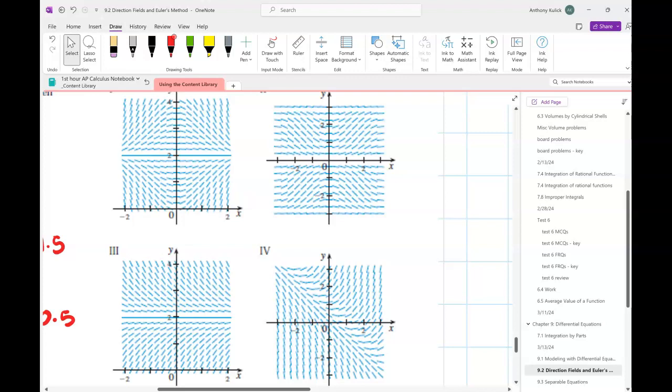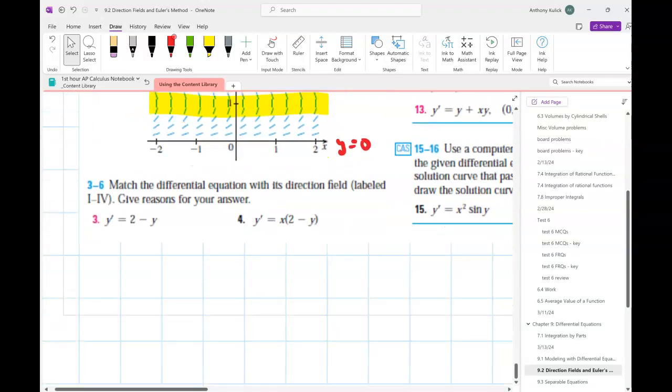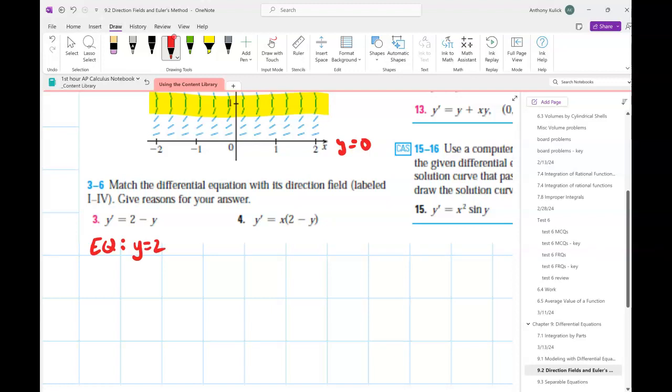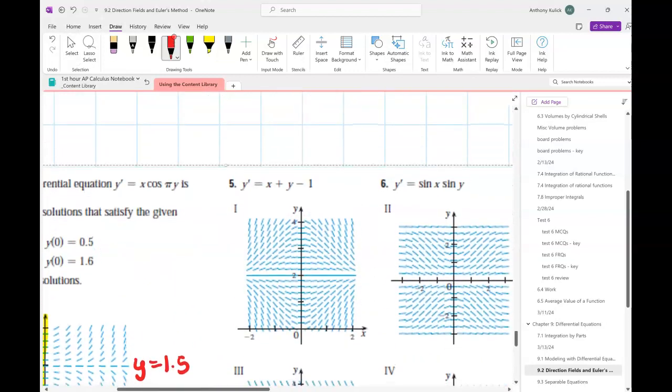So here we're supposed to be matching the slope field to the differential equation. So I would probably start with the differential equations. What would be an equilibrium value for 3 here? 2. How about this one? y equals 2 and x equals 0, right? Okay. Let's go and look at this one up here.